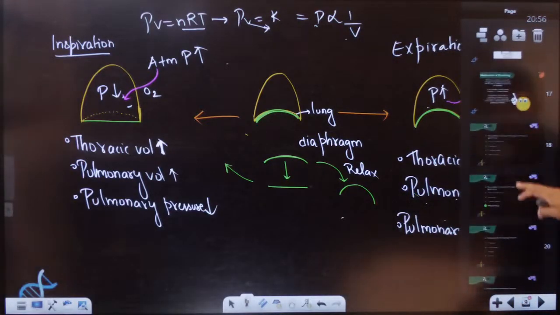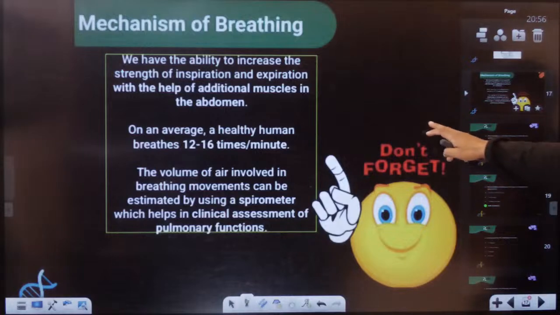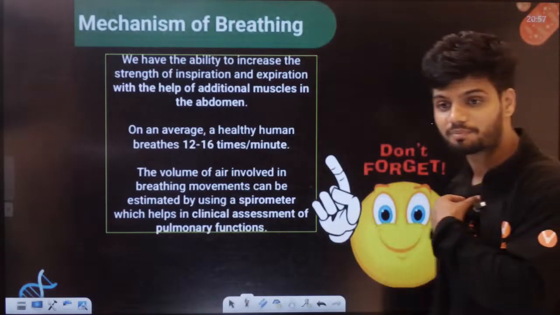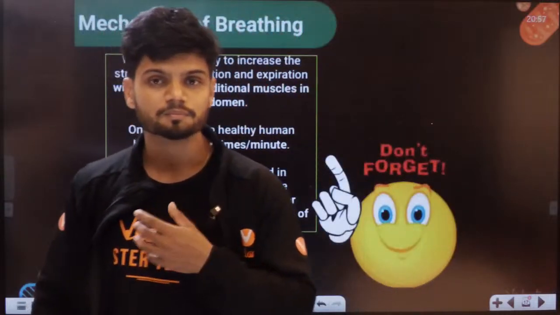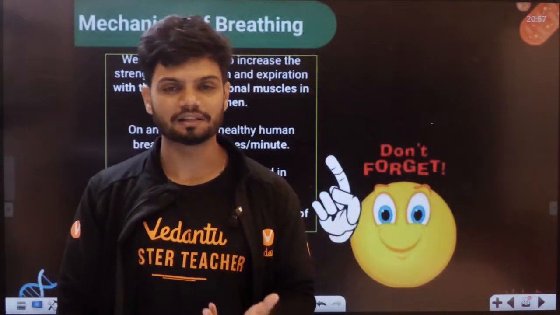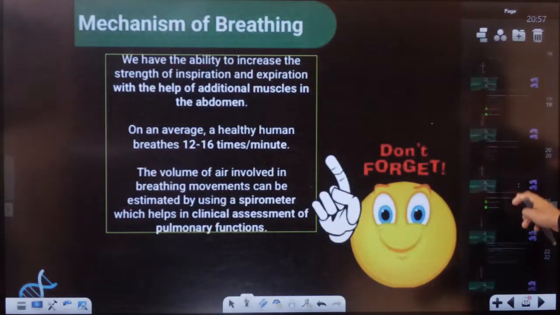So that is inspiration and expiration, students. We have the ability to increase the strength of inspiration and expiration with the help of additional muscles in the abdomen. On average, a healthy human breathes around 12 to 16 times a minute. Other than pranayama, all of us breathe about 16 times a minute. And a lot of muscles are involved, students.